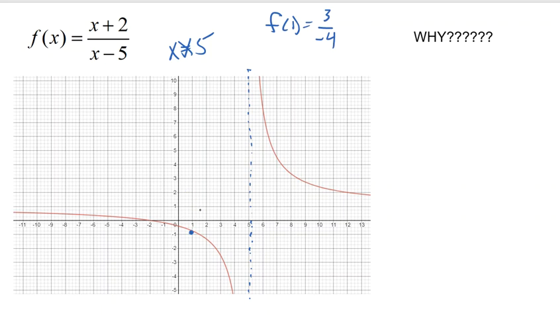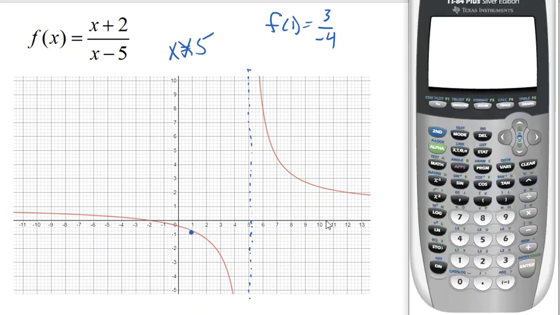But let's talk about really, really close to 5. As we get close to 5, like 4.99. So let's just jump on our calculator. If I plug in 4.99, I get 4.99 plus 2. So my numerator is just short of 7. And the denominator is 4.99 minus 5. A very, very small negative number, negative 0.01.